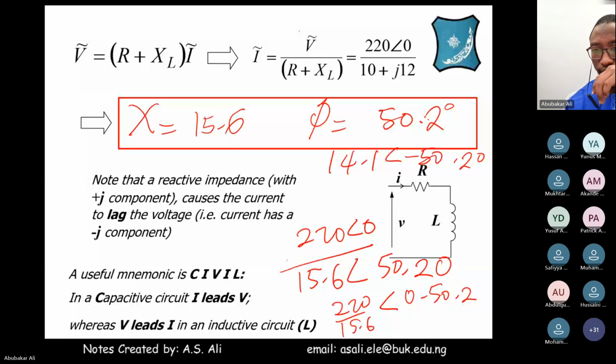Clear? Yes, sir. It's clear. Okay, who's trying to join? Hassan is raising his hand. Yes, sir. I was confused when you put the minus earlier, but it's clear now. Ah, okay, it's clear now. All right.